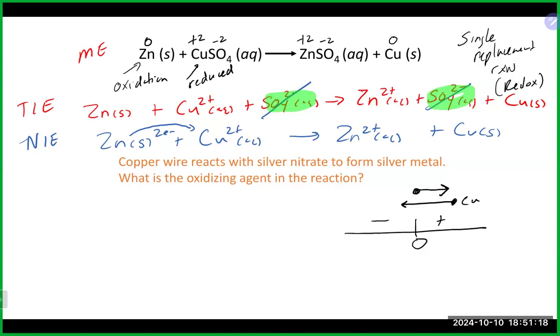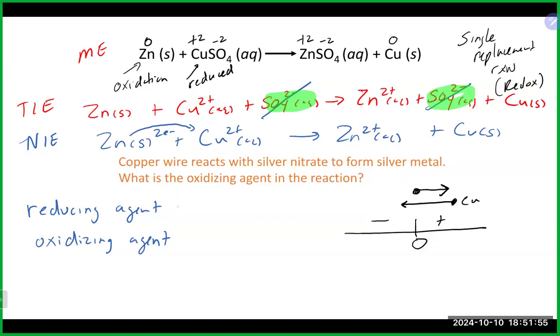All right, so finish up with this last one here. Copper wire reacts with silver nitrate to form silver metal. What is the oxidizing agent and reducing agent in this case? So let's talk a little bit about those two terms here to finish up on. Reducing agent and oxidizing agent are different than the question of what is being oxidized and what is being reduced.